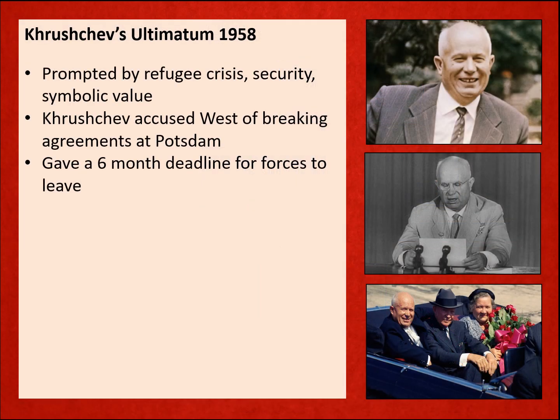So let's look firstly at Nikita Khrushchev's ultimatum of 1958. Now 2 years into his premiership, Khrushchev, prompted by increasing numbers of refugees using Berlin as a gateway out of communist-controlled territory, and increasingly concerned about the security threat and the symbolic value of the place, gave the West 6 months to clear out of West Berlin. Otherwise, he said he would take them out by force. He accused the Western nations of breaking previous agreements and of bad faith.